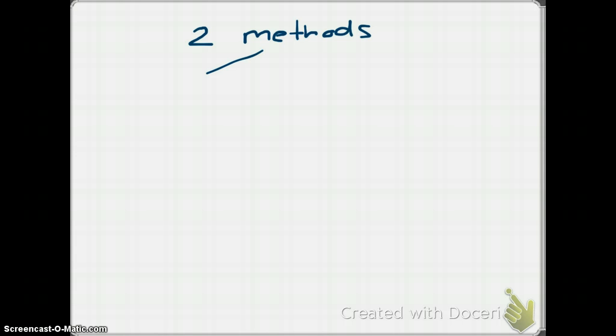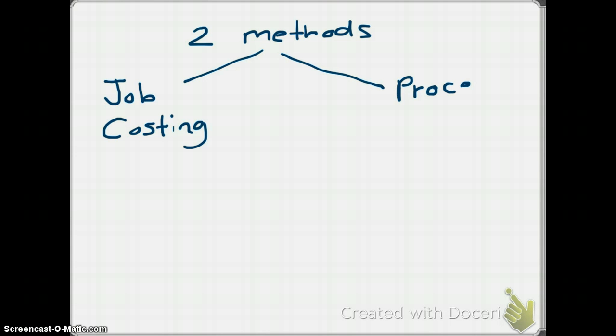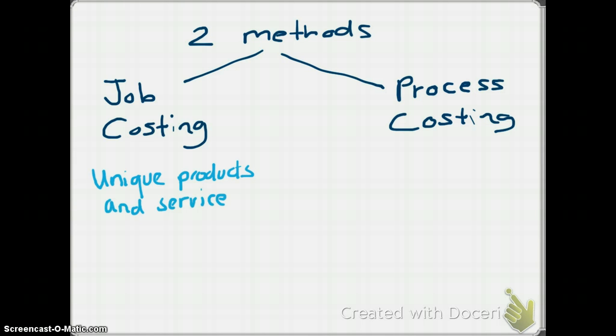Companies use two methods to accumulate their costs. The two methods are called job costing and process costing. We're going to talk about job costing in this section. We will talk about process costing later. Job costing is used for unique products and services.